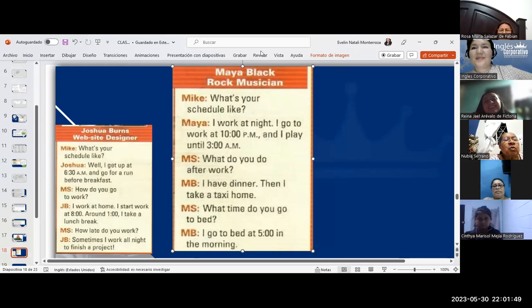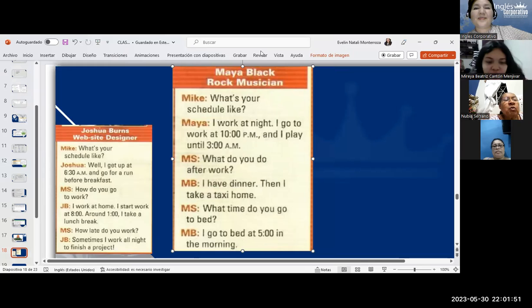What do you do after work? I have dinner, then I take a taxi home. What time do you go to bed? I go to bed at 5 in the morning.